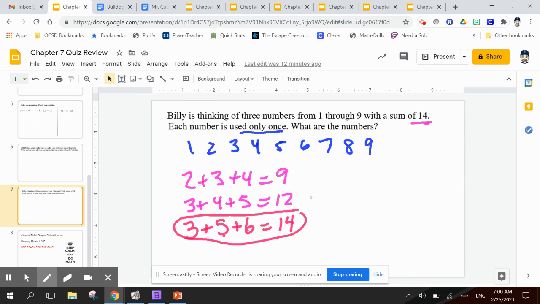There are many different combinations that will work. Try to find another one on your own.